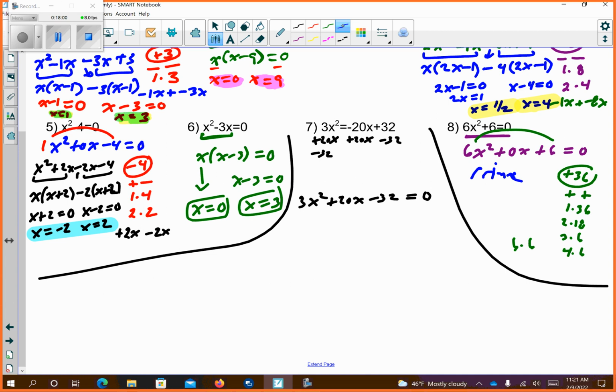Now is it equal to 0? Yeah. All right. So, let's see. How should I do this? Should I go negative 32 times 3 to get negative 96? Can I do that?